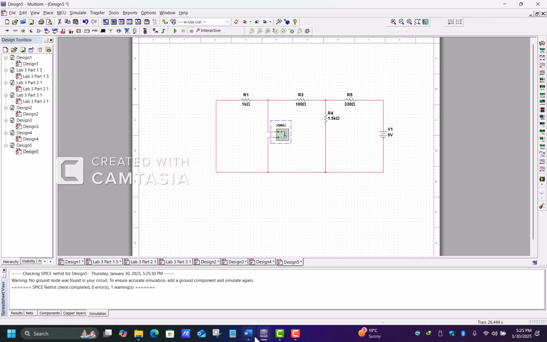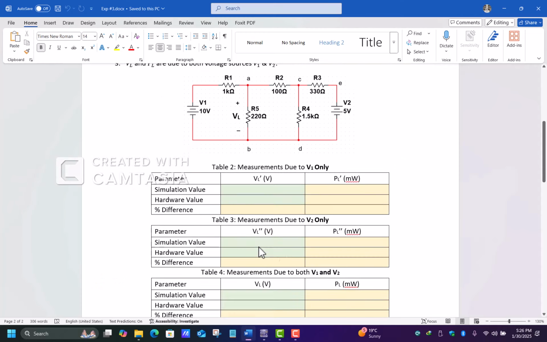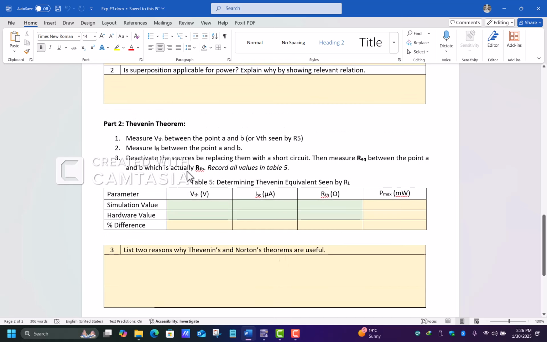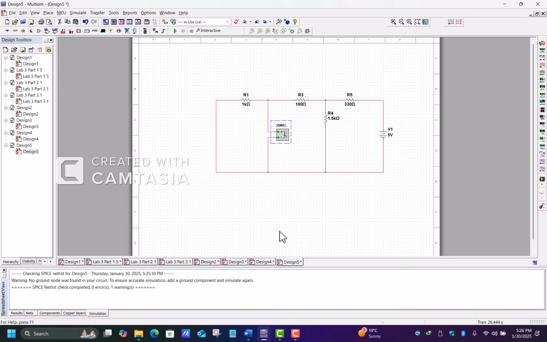After completing this, we'll try to fill this form after calculating the Thevenin voltage of the circuit as well as the RTH of the circuit. So we have to measure the short circuit current of this circuit. So what do we do in this case? We'll try to measure the short circuit current here.